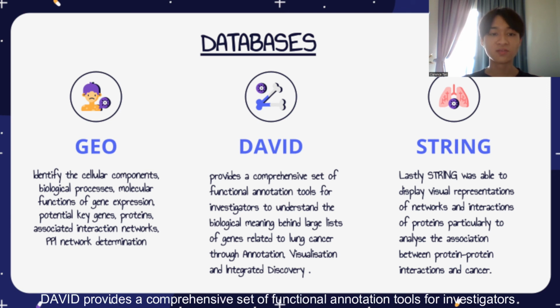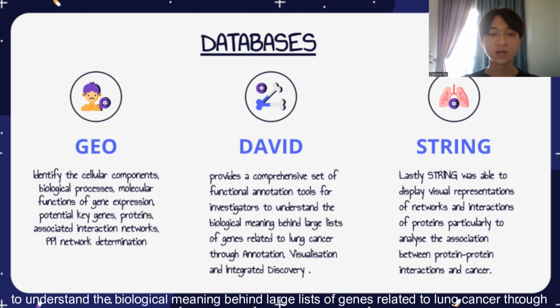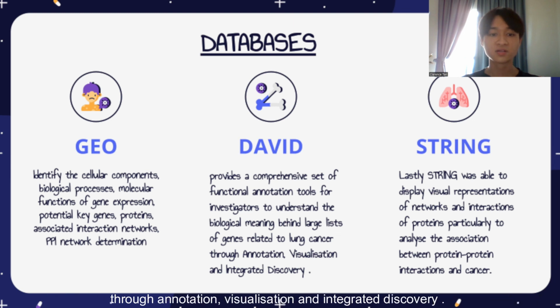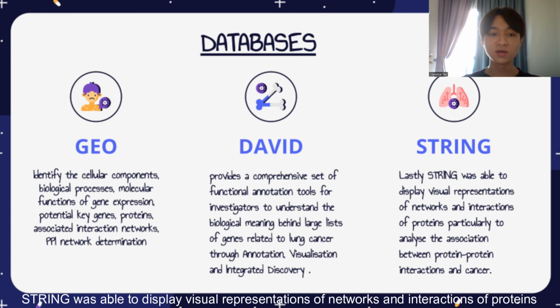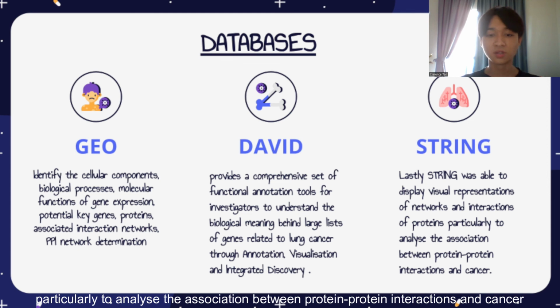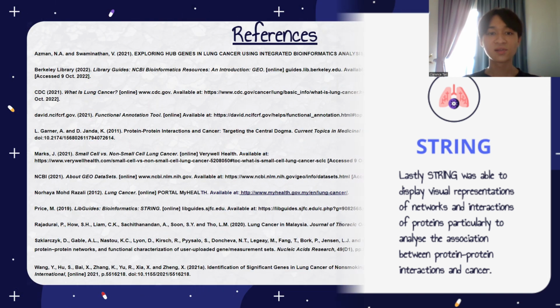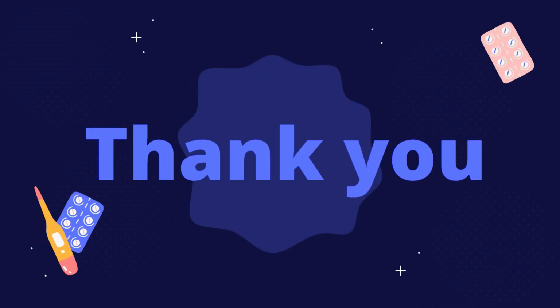DAVID provides a comprehensive set of functional annotation tools for investigators to understand the biological meaning behind large lists of genes related to lung cancer through annotation, visualization, and integrated discovery. STRING was able to display a visual representation of networks and interactions of proteins, particularly to analyze the association between protein-protein interaction and cancer. Lastly, these are the references, and thank you.